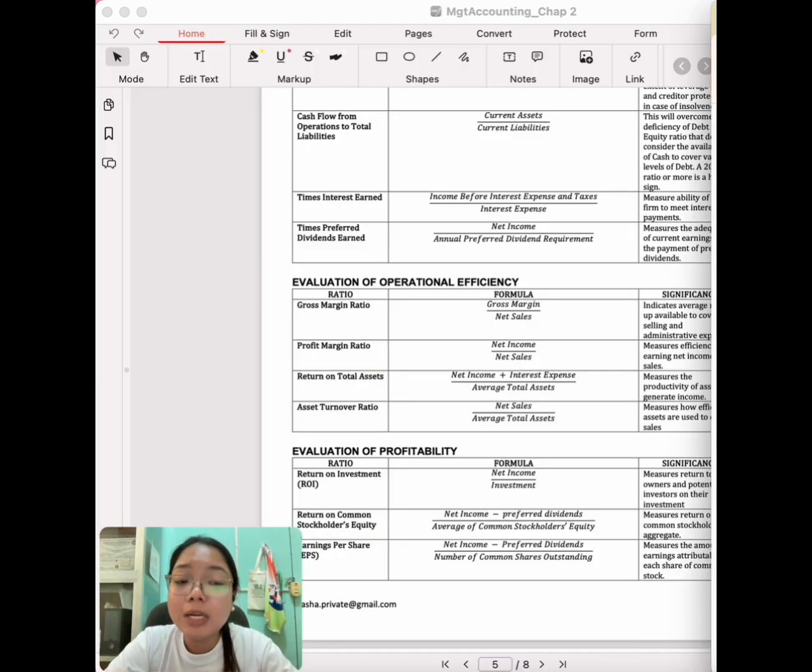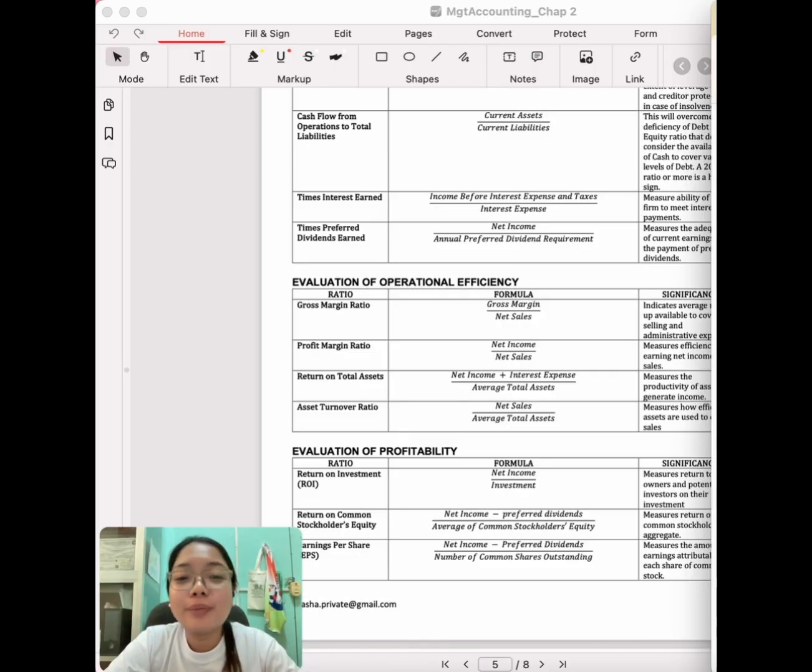Net sales is 1 million pesos. So, 100,000 divided by 1 million equals 10%. That means the company earns 0.10 pesos of net income for every 1 peso of sales. So, in simple terms, yung ratio na to, sinasagot niya yung tanong na out of every peso of sales, how much becomes net income? Okay?